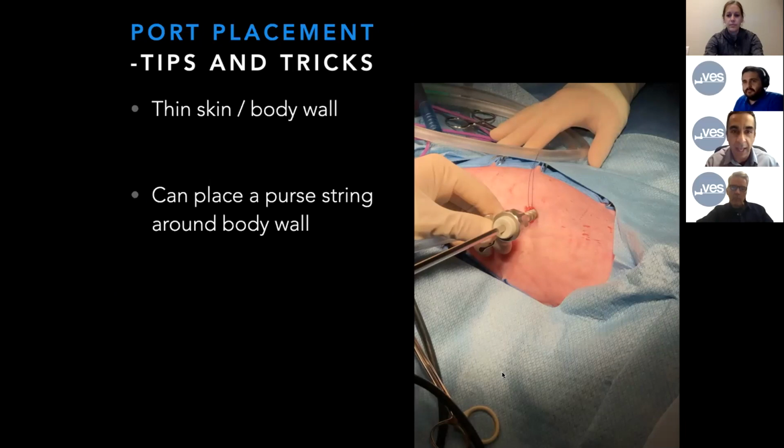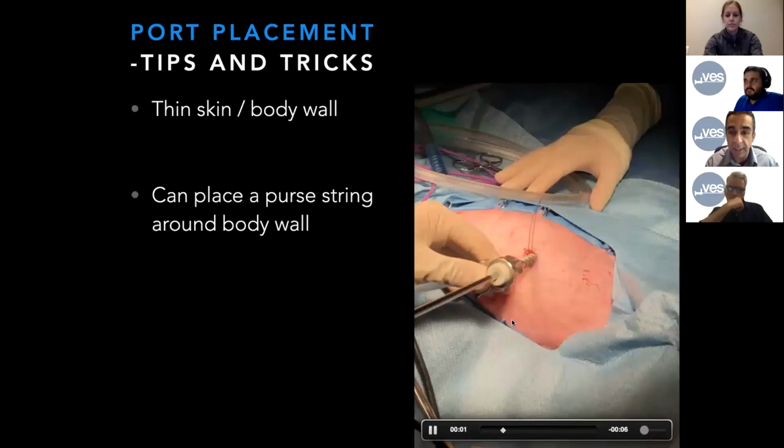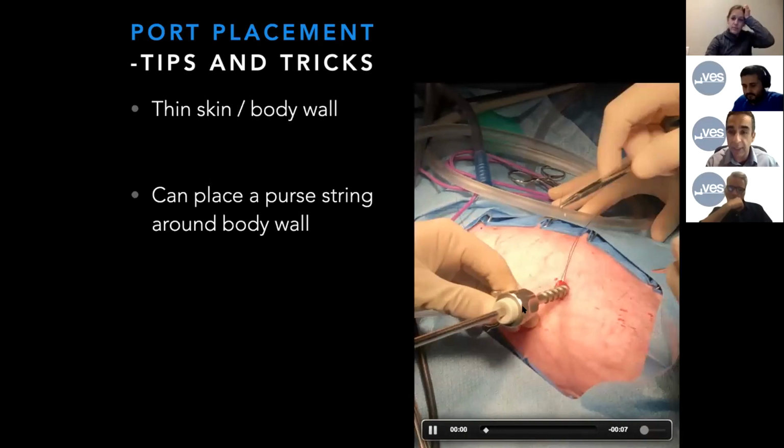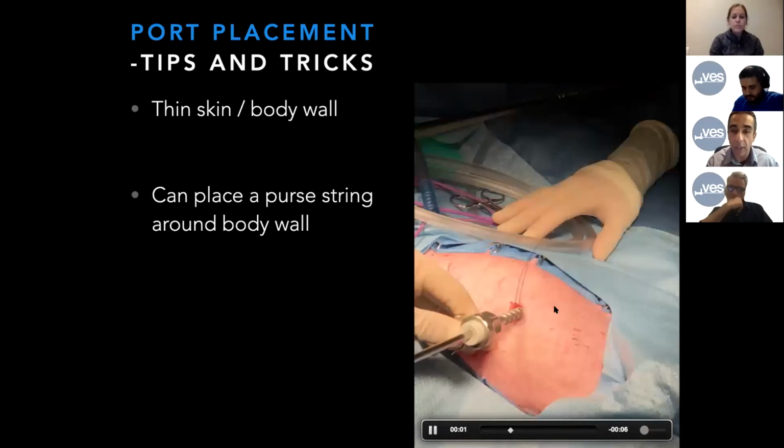This is the 6 millimeter threaded trocar. It is a heavy trocar, but you can expect that to happen in a thin-walled cat. And it can be a big nuisance as you're bringing a telescope or an instrument in and out of that port. One thing you can do is just place a purse string around the body wall, and it will minimize this occurrence. So something to think about.